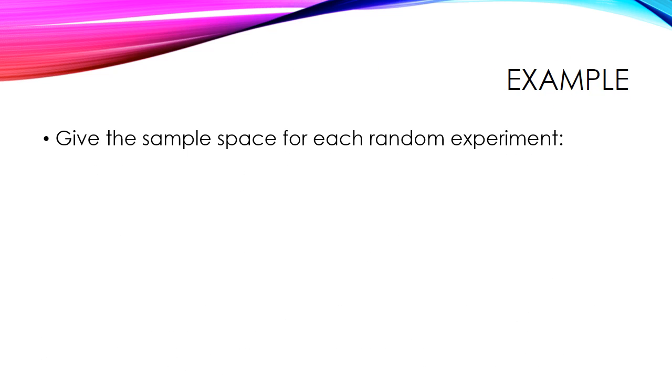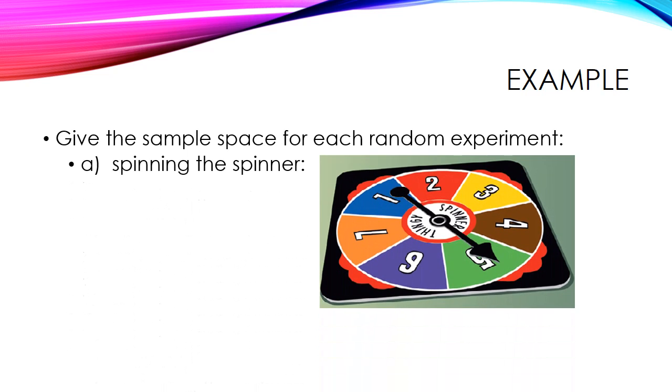So for example, we're going to give the sample space for each of these random experiments. As we go through them, why don't you pause the recording and see if you can do it, and then resume the recording to check your answer. First of all, spinning the spinner. Okay, pause and see if you can come up with the sample space for this. You should have gotten the numbers 1, 2, 3, 4, 5, 6, and 7.